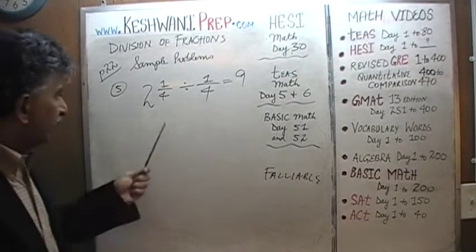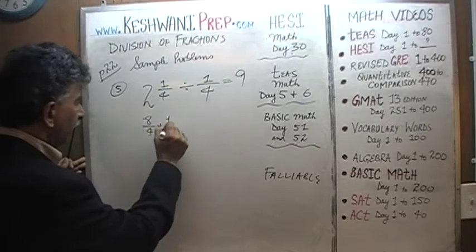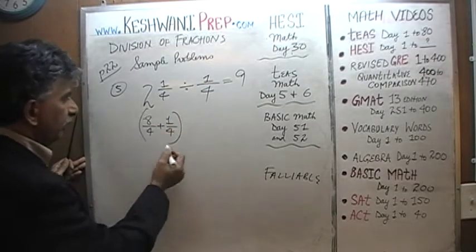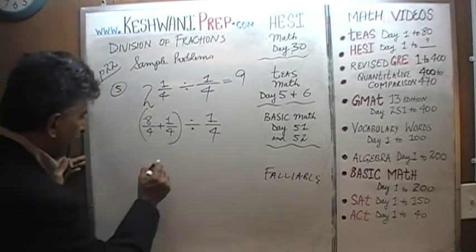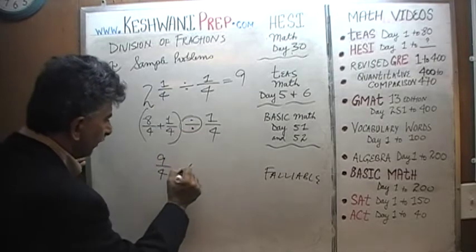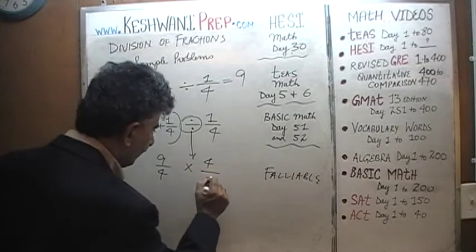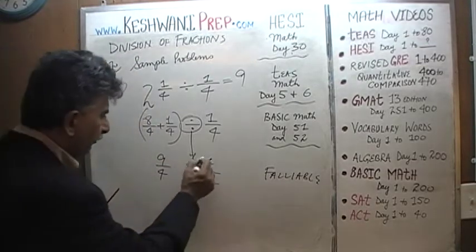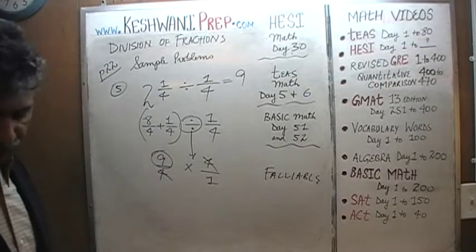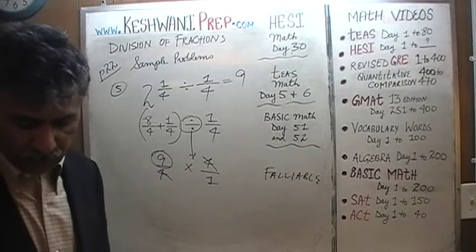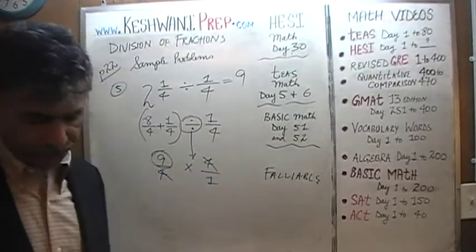2 and a quarter, we first write it as a mixed fraction. 2 can be written as 8 over 4, plus 1 quarter. That's 2 and a quarter. We're being asked to divide it into quarters. 8 plus 1 is 9, so this is 9 quarters, and the division becomes multiplication, and 1 over 4 becomes 4 over 1. Divide top and bottom by 4, the 4 cancels out, and the answer is 9 divided by 1, which is 9, exactly what we said it should be. We didn't have to do all of this. Obviously, 2 and a quarter will have 9 quarters in it. What else did you expect to find?